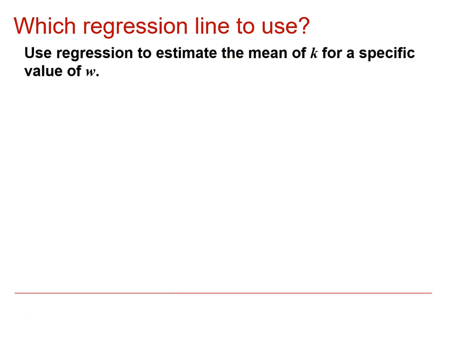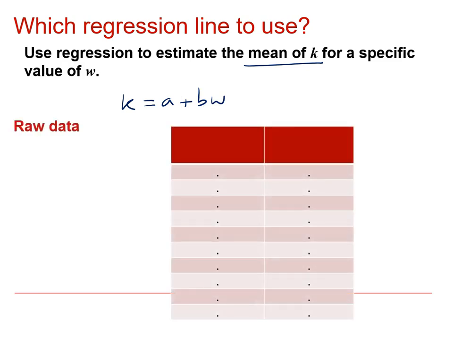If, on the other hand, you are asked to use regression to estimate the mean of k for a specific value of w, well, that automatically says we're trying to estimate k, so we want k equals some function of w, and we know that's going to be of the form k equals a plus bw. So for raw data, again, we want w in the first column and k in the second, and then pop it in your calculator.